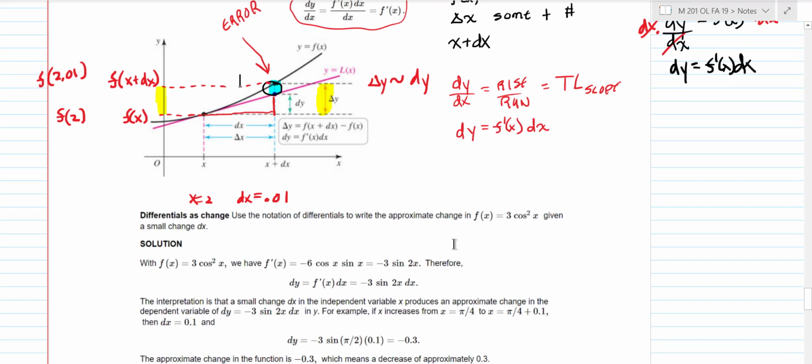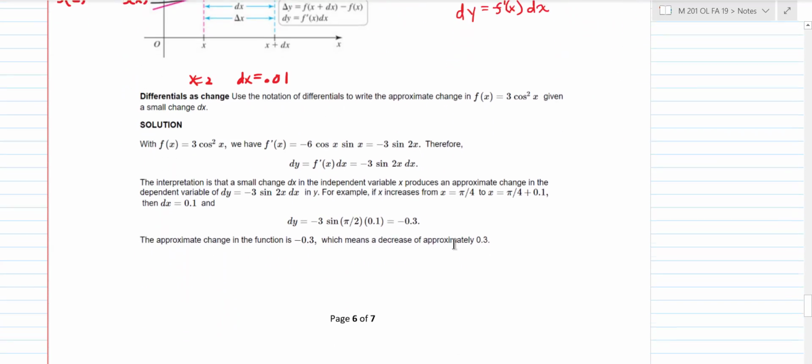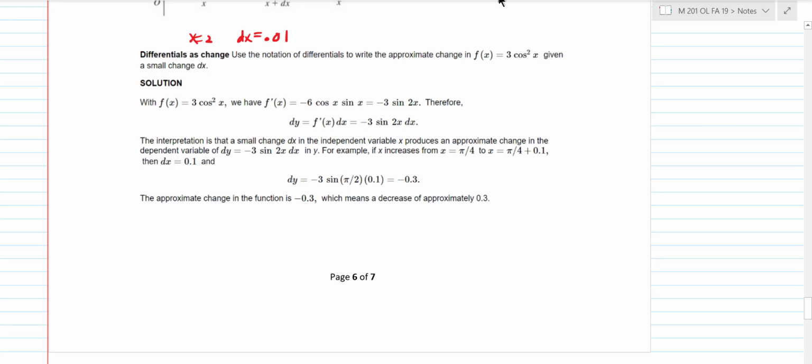Okay. All right, so let me go through this example down here at the bottom and talk through this. What we're going to do is use the notation of differentials to write this given a small change dx. So we have the function f of x is equal to 3 cosine squared of x. So we're going to do the differential of this in that notational system. I'm going to write this as f of x equals 3 cosine x squared, and then we'll use the chain rule to get this derivative.